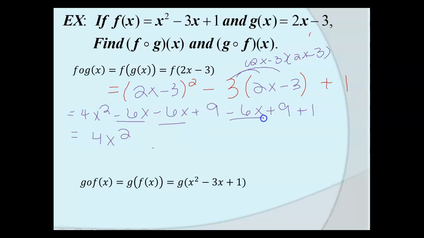Negative 6, negative 6, negative 6 becomes negative 18. There's 3 of them. Plus 9, plus 9, plus 1. Done. That's not too bad. As I said, it's not terrible. It's just the notation is new. The concept is not.